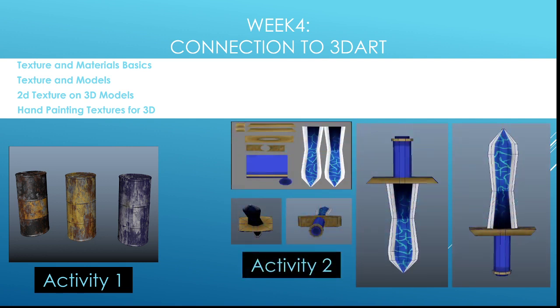In the second activity, we had to create one prop. We had to choose one prop and create a hand-painted texture for it to create the final image you see now. The pictures you see are my week 4 activities.